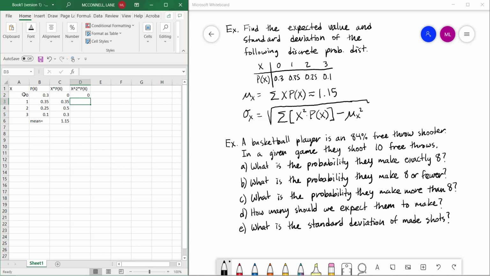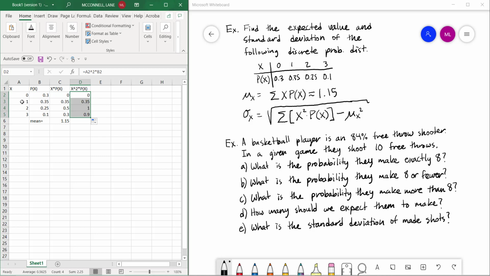And again, it makes sense. 0 squared is still 0. When I multiply that by 0.3, I will get 0. And we can do the same thing we did before. If I click on this entry and go down to the right corner where it says plus, I can now drag down, and it'll apply this same formula to all the other rows. And so it's gone ahead and done that.